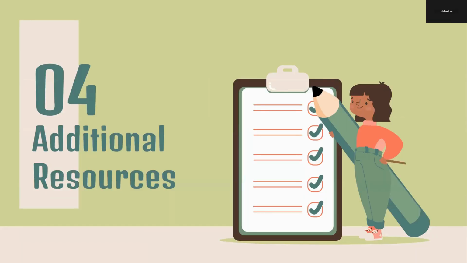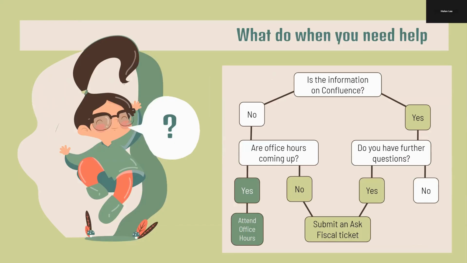Additional resources. If you need additional help, we ask that you first go to Confluence. If the information is on Confluence and you have further questions, please submit an Ask Fiscal ticket. If the information is not on Confluence and there are no office hours coming up, please submit an Ask Fiscal ticket. However, if office hours are coming up, please attend office hours first before submitting a ticket.